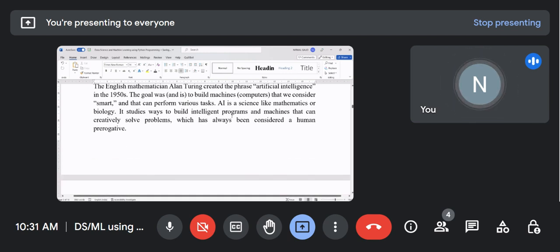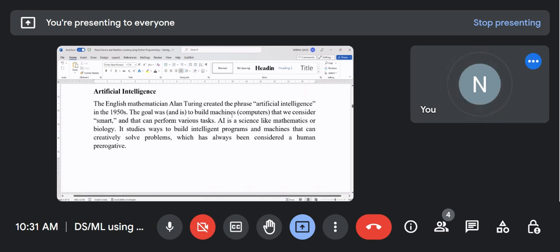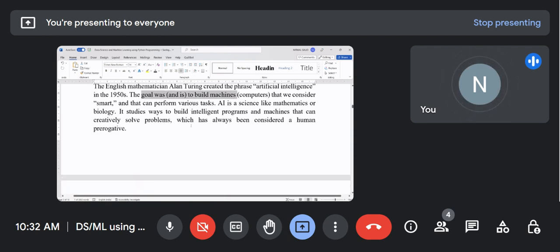Okay, if you do talk about AI, AI is not a new word. It's absolutely not a new word. In the 1950s AI came into the picture. It's been so long. AI has a past. Alan Turing created the phrase artificial intelligence. And again the goal was the same, to build smarter machines and computers and perform the tasks which we do. Let the machine do that task.